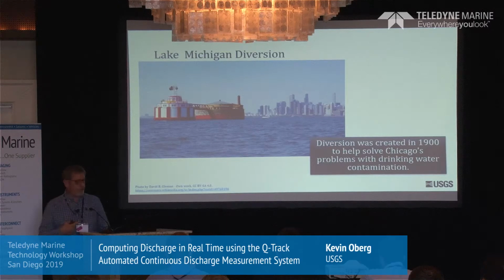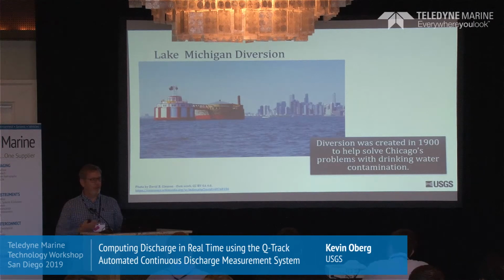The reason this diversion was done was that Chicago takes its drinking water from Lake Michigan. And the Chicago River used to drain into Lake Michigan. And in the late 1800s, there was no treatment of wastewater of any kind. And when they'd have a storm event, that water with all the sewage with it was carried out and into the lake. And Chicago has along its shoreline these things we call intake cribs.